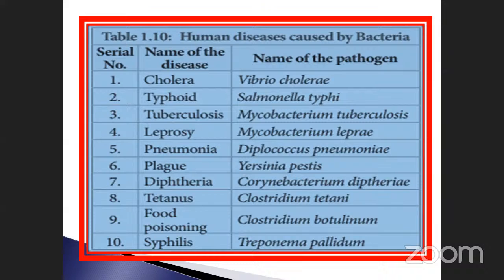Plague, Yersinia pestis. Just imagine how Yersinia pestis is spread. Plague affected the North once upon a time, in 1986, I think. Yersinia pestis. Where is the microorganism present?